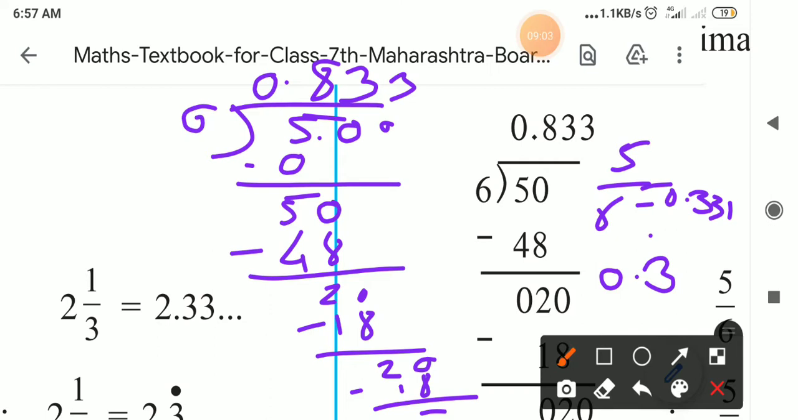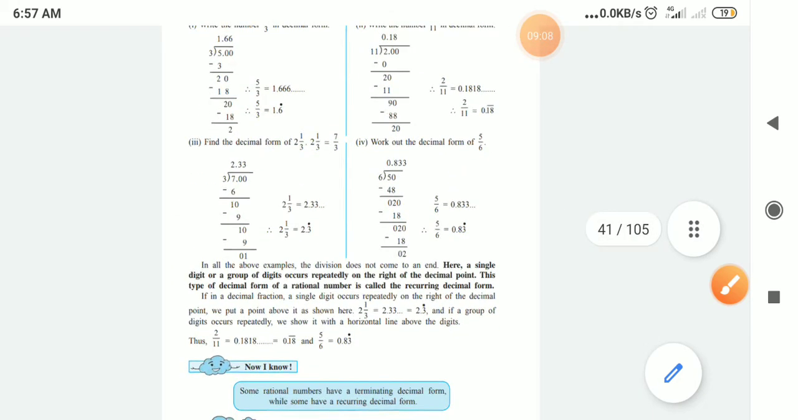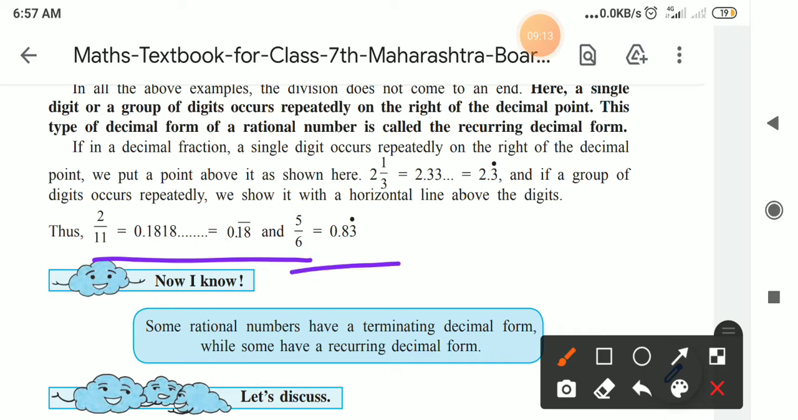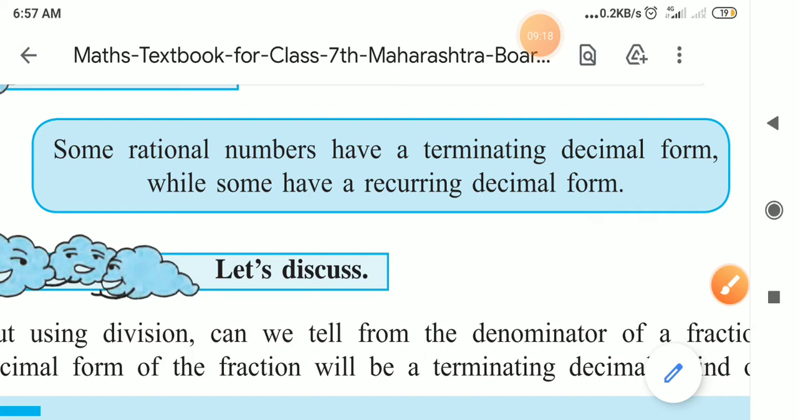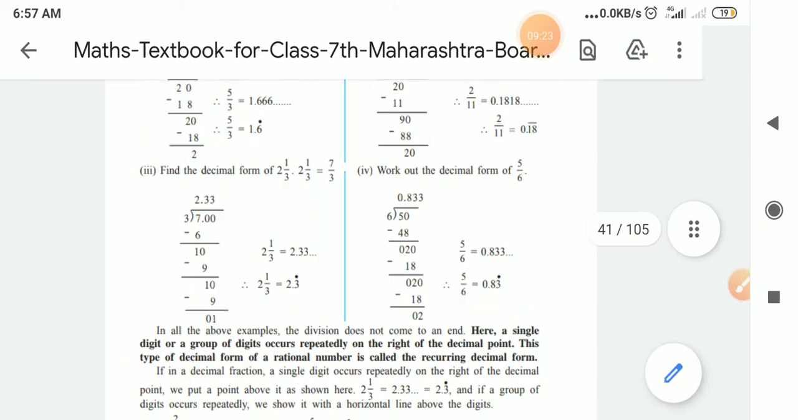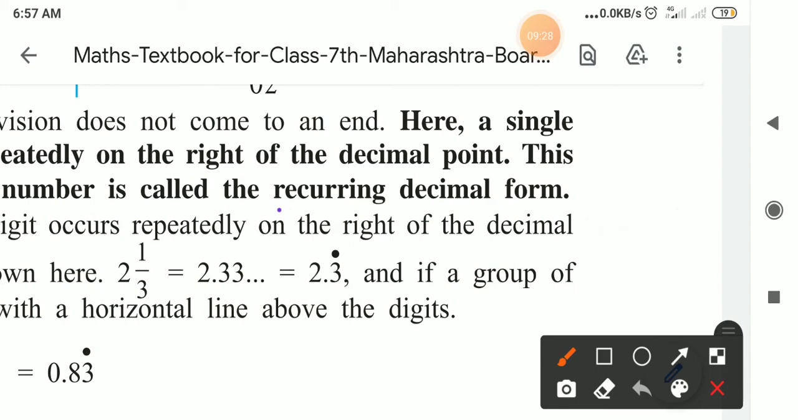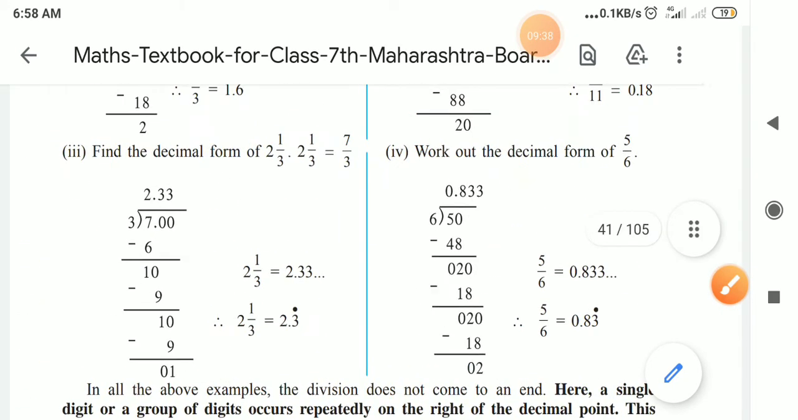Okay, so in this way we have to solve this example. All of you complete this. Here it is given how to solve this. Just now I showed you how to do this. Now I know inside there are some rational numbers that are in terminating decimal form while some are in recurring decimal form. These 4 examples we solved are called recurring decimals because the same numbers are repeating, it is never ending, this division does not end, that's why it is called a recurring decimal form.